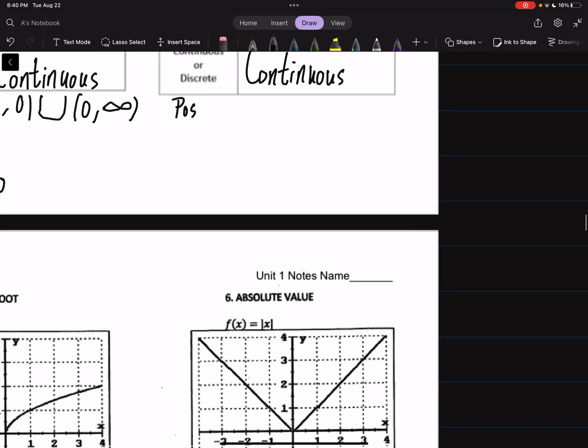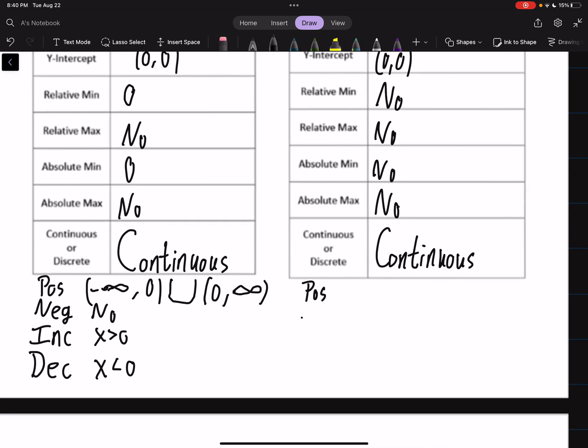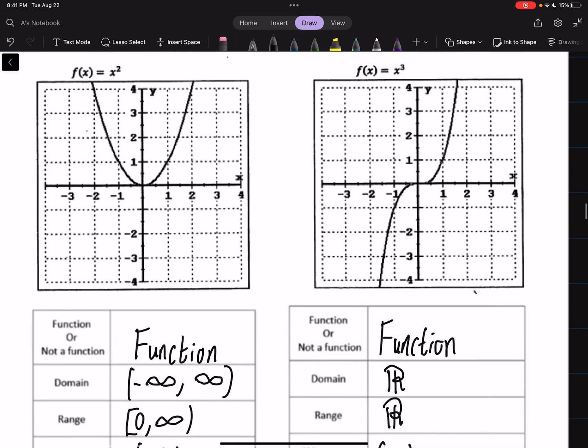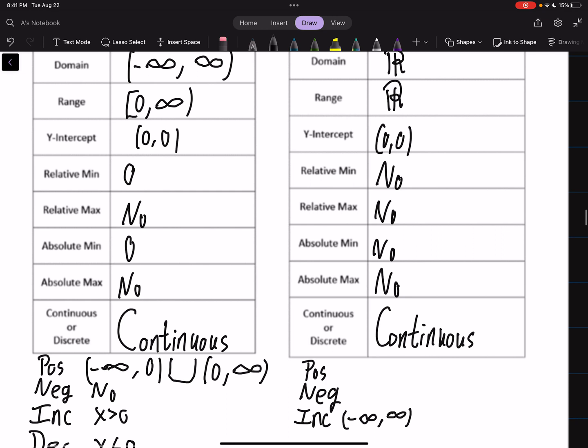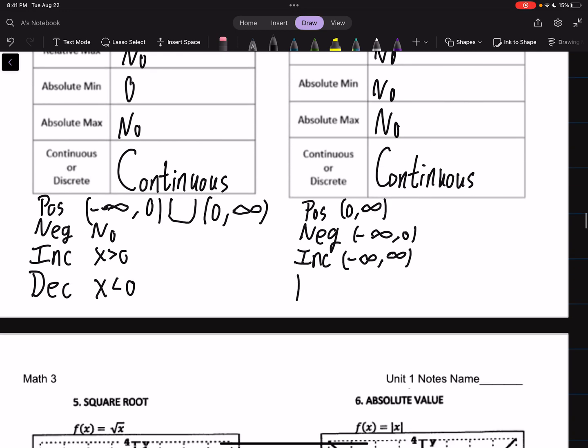Just kidding. I was thinking increasing. I apologize. Increasing across the entire domain. Positive, because whenever x is greater than 0, so from 0 to infinity, it is negative from negative infinity up to 0. Decreasing. It's not.